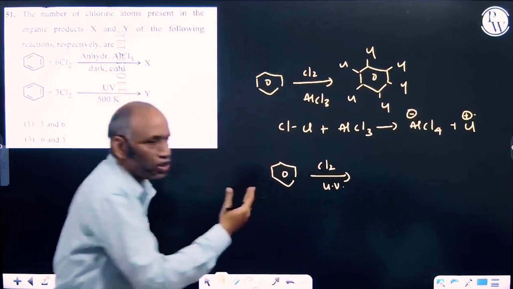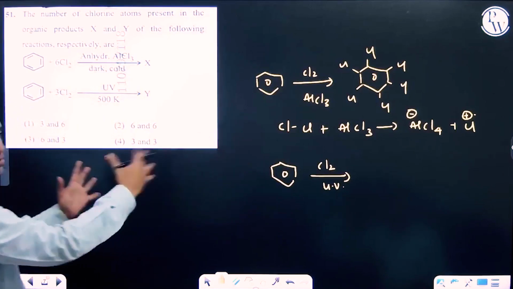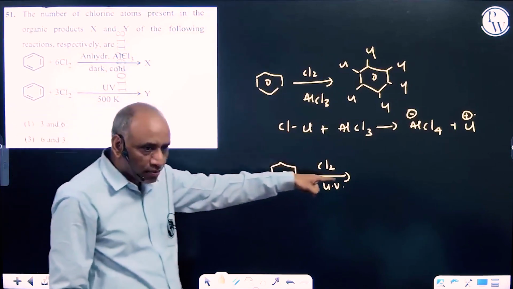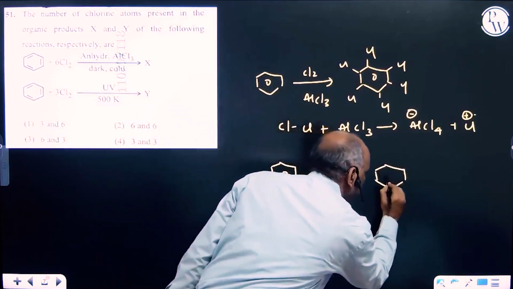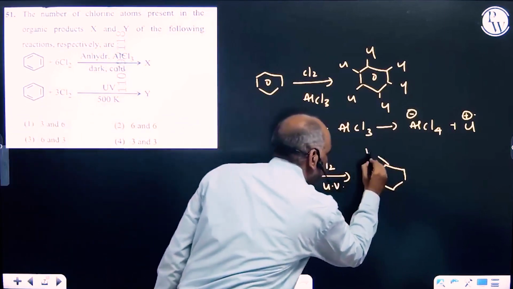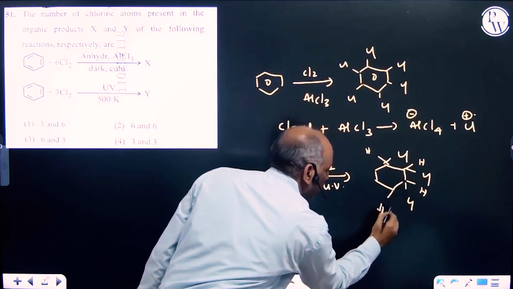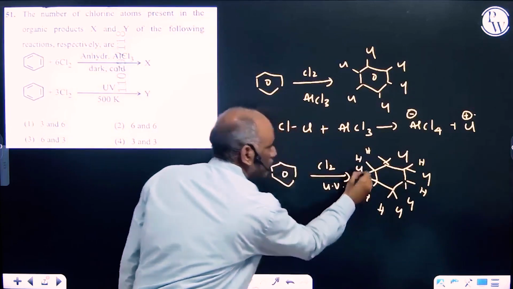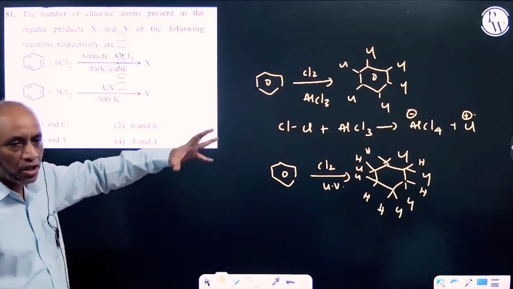When you are having polyhalogenation, this addition product will take place. Thereby, it will give rise to complete chlorination. So here you will get hydrogen and chlorine on each carbon, hydrogen chlorine, hydrogen chlorine, in this manner. That means this will give rise to polychlorination.